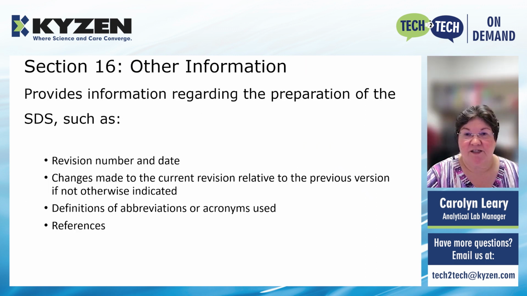And lastly, section 16 is other information. This just rounds out information on the revision date and the revision number. It also should tell you where changes were made in this document versus previous revisions. It could be done within the body of the document. Sometimes there'll be a little mark just noting that this section changed from the previous revision. Or it can be listed here at the end.